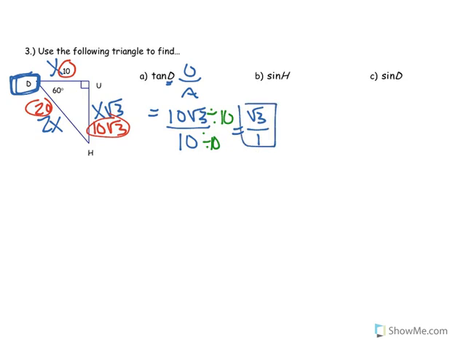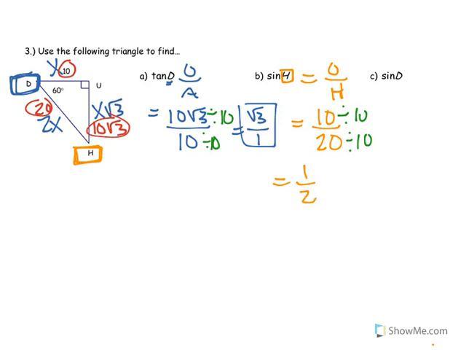Okay, let's find sine of angle H. Now notice I switched the angle, so I'm down here living in the H world. Sine is opposite over hypotenuse. Well, opposite of angle H is 10. And the hypotenuse is 20. I can divide by 10 in both the numerator and denominator again, and I can get 1/2. I'm going to write that down here.